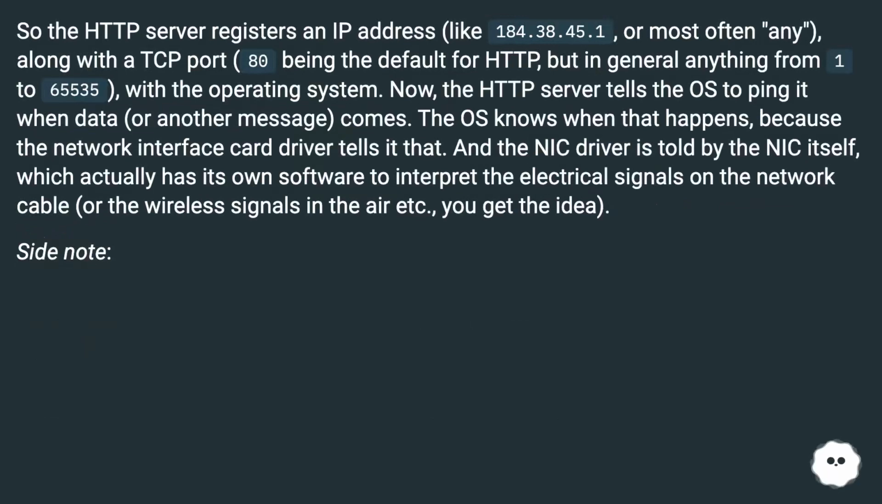So the HTTP server registers an IP address, like 184.38.45.1, or most often any, along with a TCP port, 80 being the default for HTTP, but in general anything from 1 to 65535, with the operating system. Now, the HTTP server tells the OS to ping it when data or another message comes. The OS knows when that happens, because the network interface card driver tells it that.